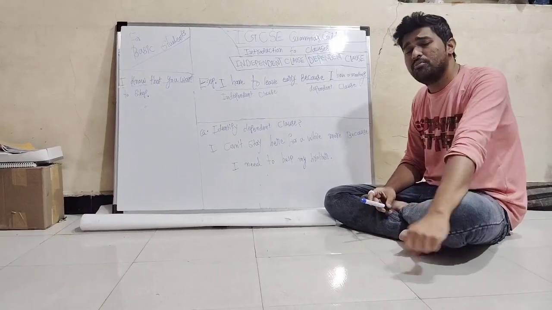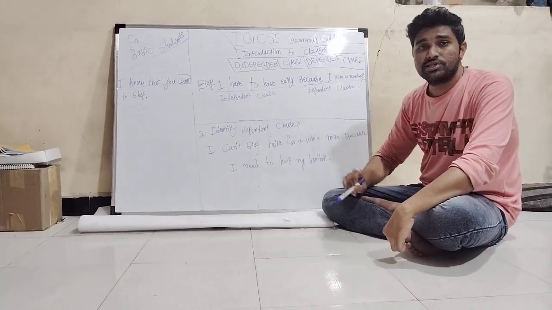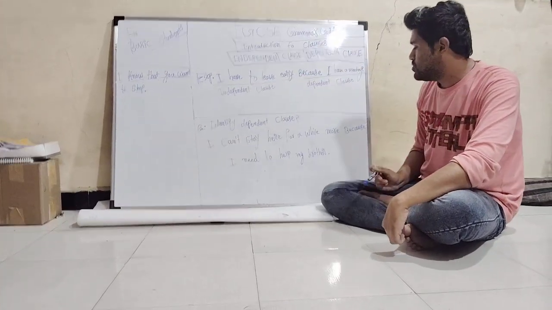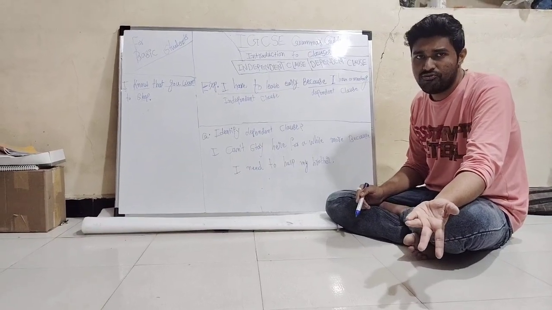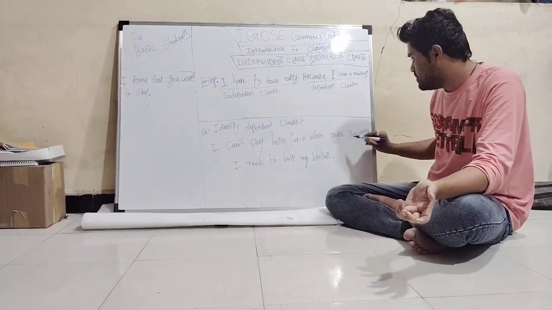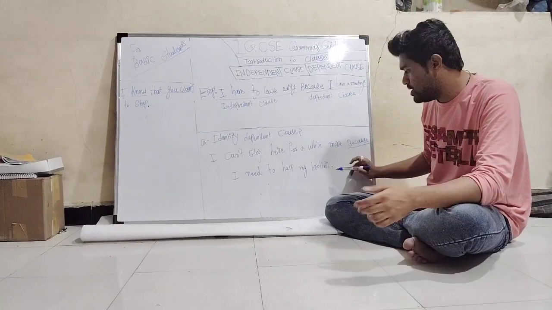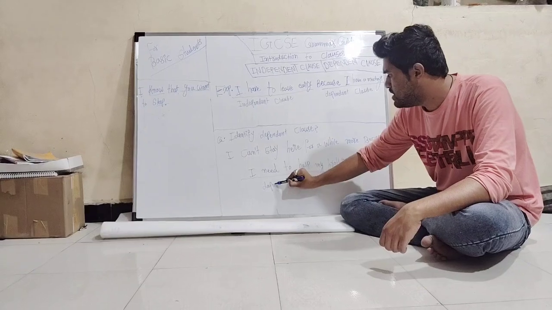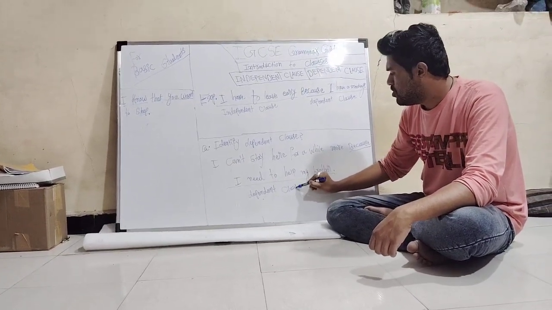And what if someone is examining your knowledge of clauses? For example, if he writes a question like this, identify dependent clause. So when you mention your consequence to somebody, it would be referred to as dependent clause. So because I need to help my brother is my consequence I'm explaining, so it would be referred to as dependent clause.